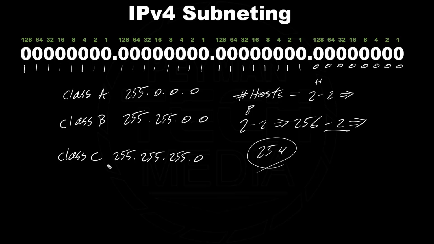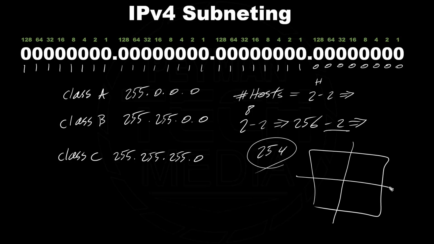So this class C default subnet mask gives us 254 available IP addresses, right? It's pretty much like a big box with 254 available IP addresses. Now let's say we want to break this big box into smaller boxes. So let's say into 4 smaller boxes. That's an example of subnetting, breaking a large network into smaller networks. And how can we do that? By borrowing from the host bits.